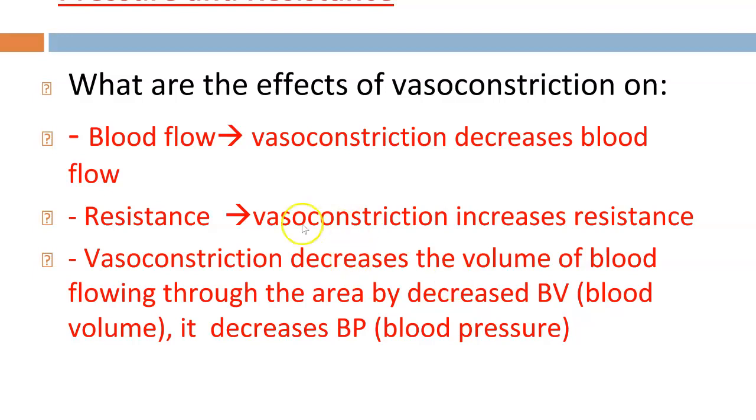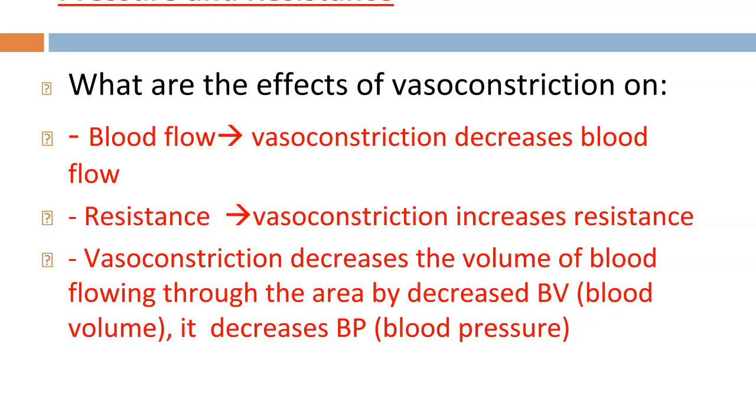Vasoconstriction decreases blood flow. And the effect that vasoconstriction has on blood flow is because it increases resistance. Remember that the relationship between blood flow and resistance was an inverse one. When resistance increased, blood flow decreased. Vasoconstriction increases resistance, therefore blood flow decreases.